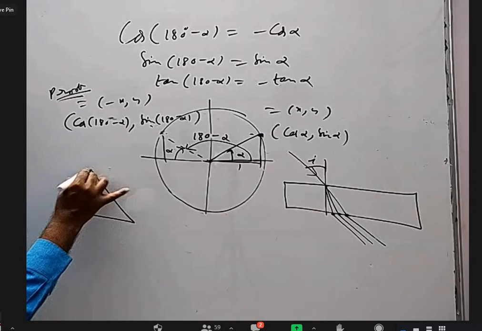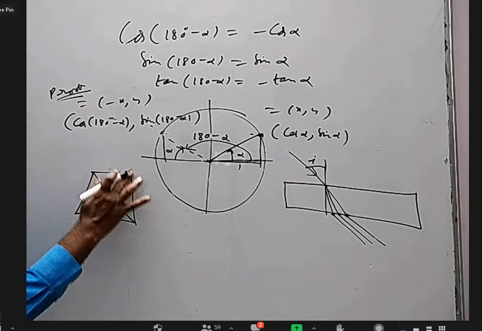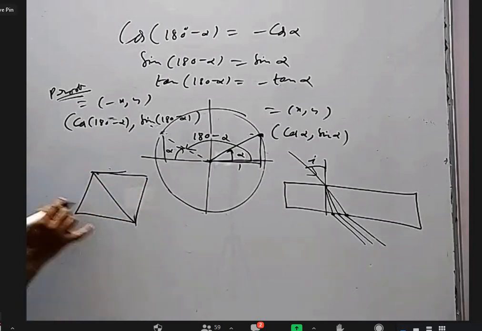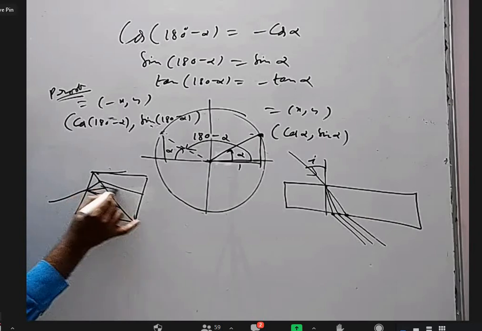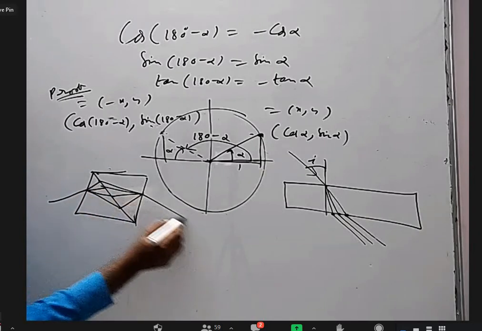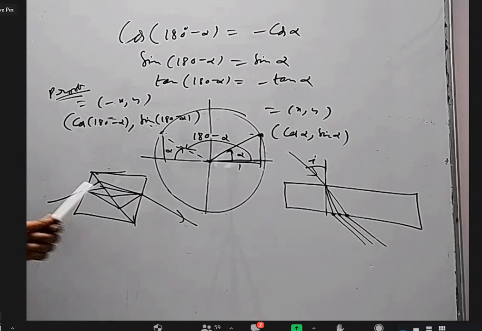Sometimes they will draw one figure, two prisms like this. And what they will show is one light ray like this, another light ray like this, and all the light rays like this, and then they come like this. Has anybody seen a figure like this? Yes, sir. Okay, this is a wrong figure.